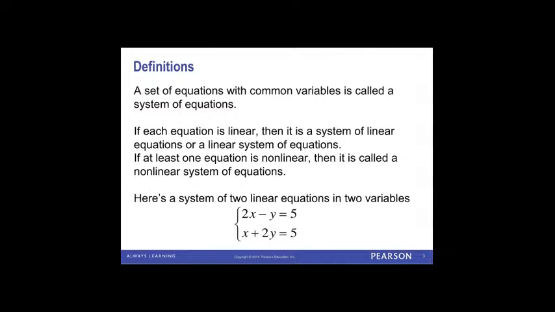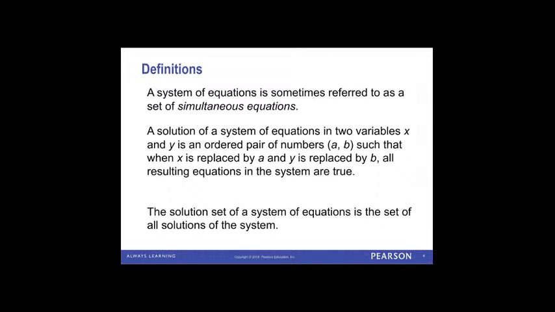Here's a system of two linear equations in two variables. Every time we have an unknown, we need an equation. So if we're looking at this system, we have two unknowns, x and y, and we have two equations. Every time we have an unknown, we need an equation. A system of equations is sometimes referred to as a set of simultaneous equations.